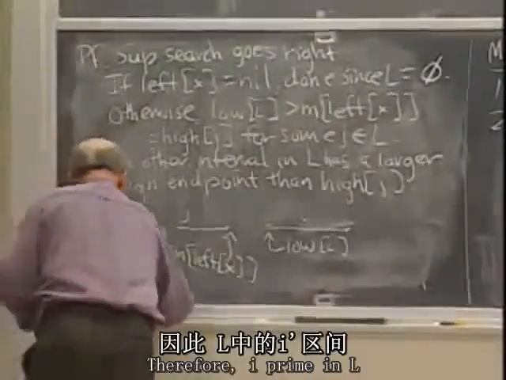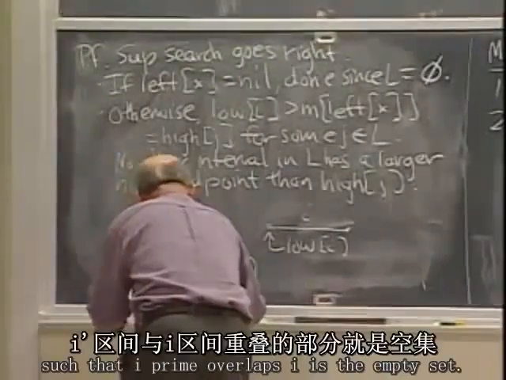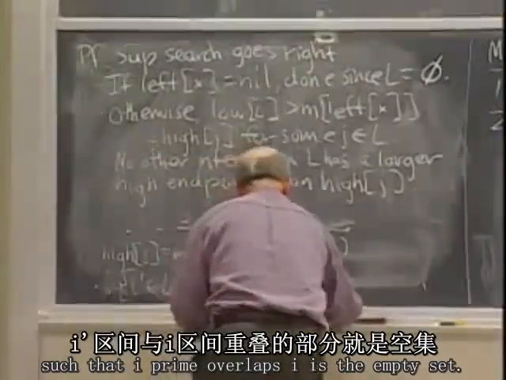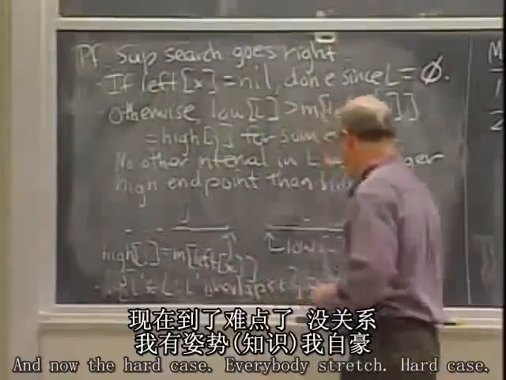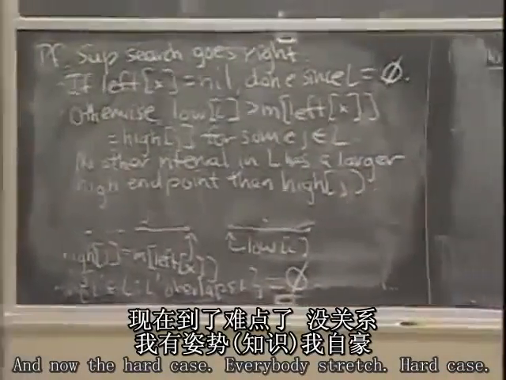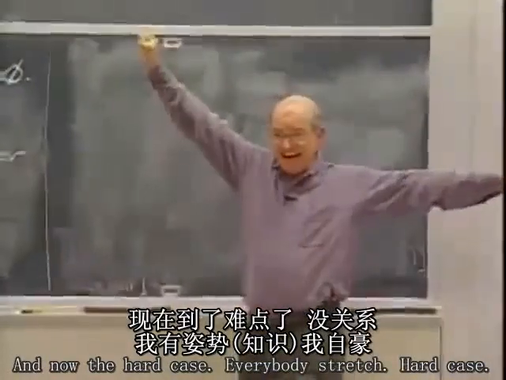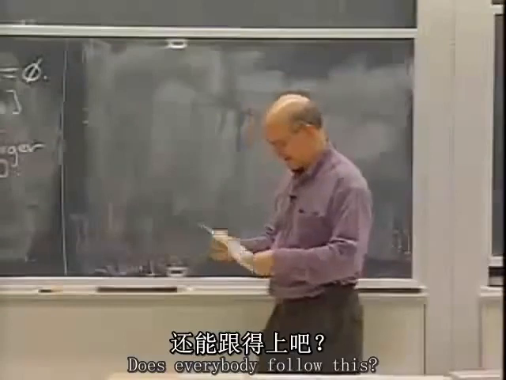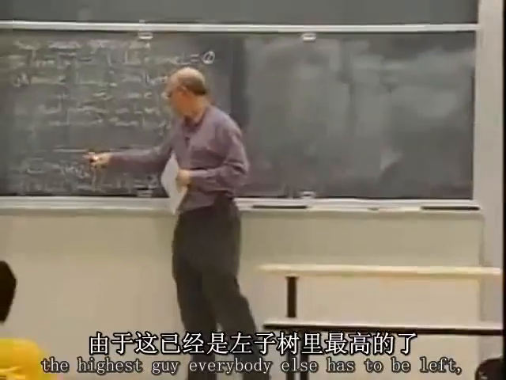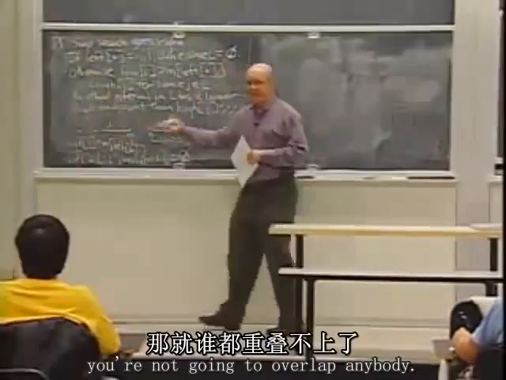So therefore, the set of I prime in L such that I prime overlaps I is the empty set. Okay? And now the hard case. Everybody stretch. Hard case. Okay, so everybody follow this? So the point is that because this is the highest guy, everybody else has to be left. So if you didn't overlap the highest guy, you're not going to overlap anybody.